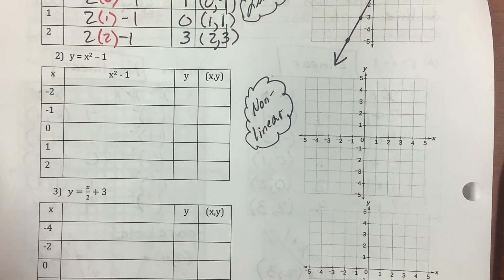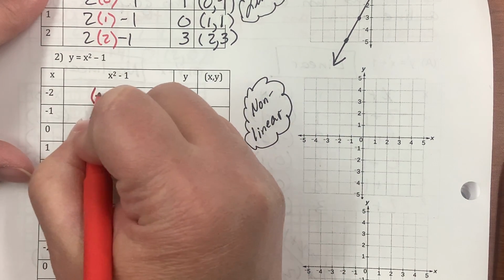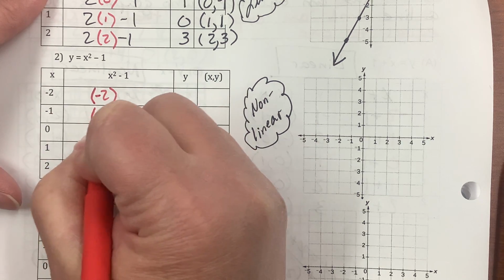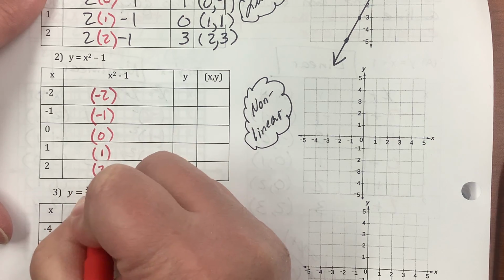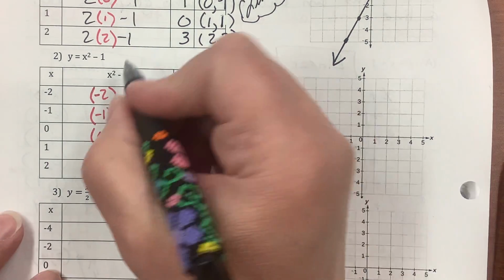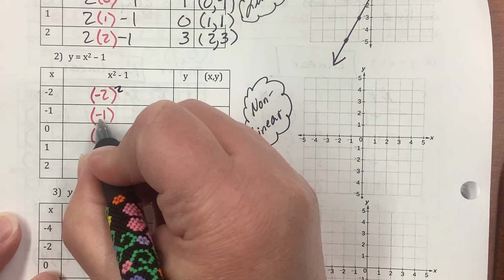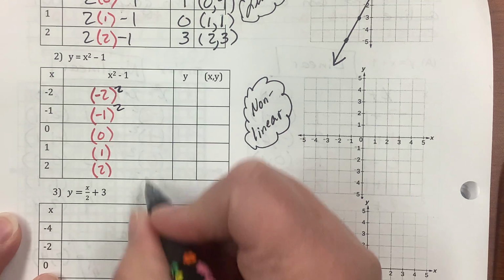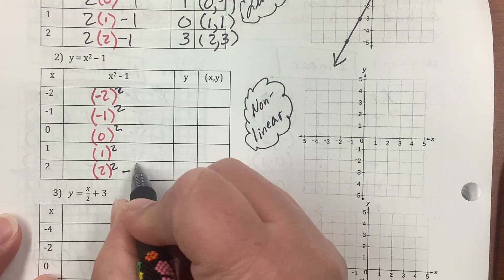Now, in order to do x squared, you have to put the number in parentheses. So it's parentheses -2, parentheses -1. Just make sure you put your number in parentheses. Why? Because squared is multiplication. You're multiplying the number times itself. So -2 squared is -2 times -2. -1 squared is -1 times -1. You're squaring the number. That means multiply it times itself.